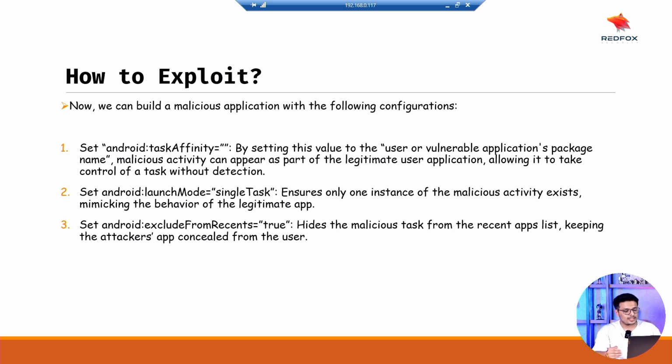Afterwards, this is not mandatory, but I suggest you select this as well: set Android exclude from recents to true, which hides the malicious task from the recent apps list, keeping the attacker's app concealed from users. If you set this to true, then the application won't be seen in the recent tabs. If you open the recent tabs, the hacker application won't be visible. So this is what we need to create.